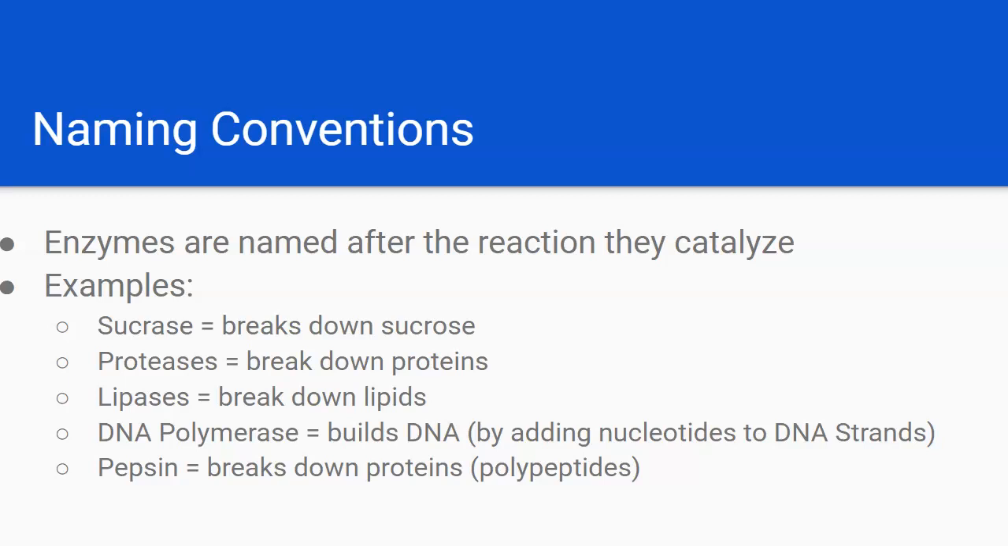We've also learned in the past DNA polymerase. Its job is to build DNA, or make a polymer out of DNA, so it's the thing that adds the nucleotides. We also have pepsin, an enzyme that lives in our stomachs, and its job is to break down proteins or peptides, so that's why it's called pepsin. That's one unique instance where it doesn't end in -ase, but by and large, if you see something that ends in -ase, it's an enzyme.